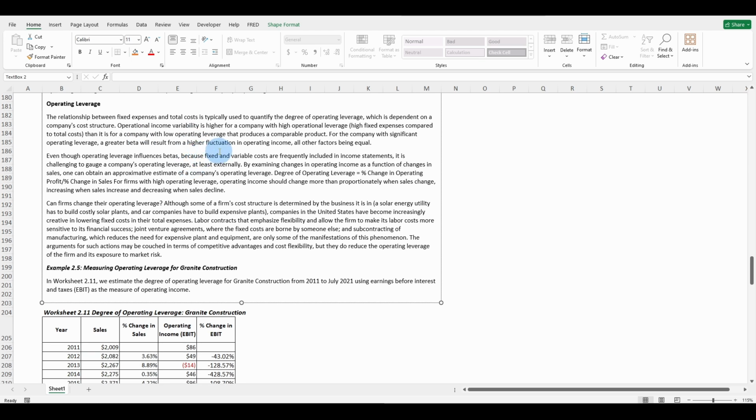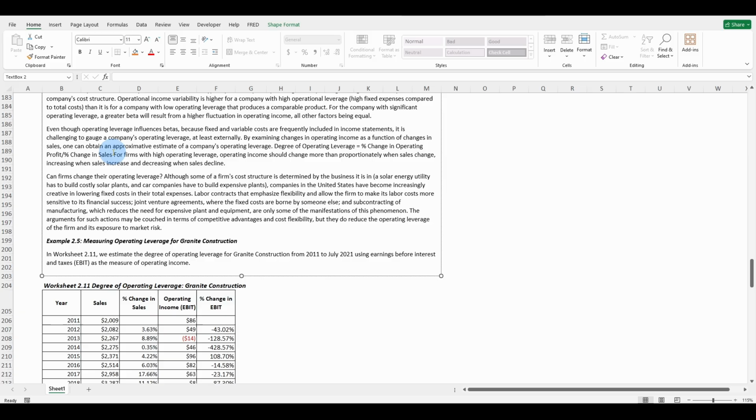For a company with significant operating leverage, a greater beta will result from a higher fluctuation in operating income. Even though operating leverage influences betas, because fixed and variable costs are frequently not broken out in an income statement, it is challenging to gauge a company's operating leverage, at least externally.